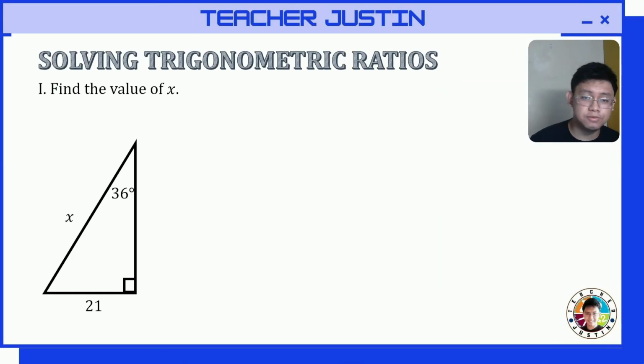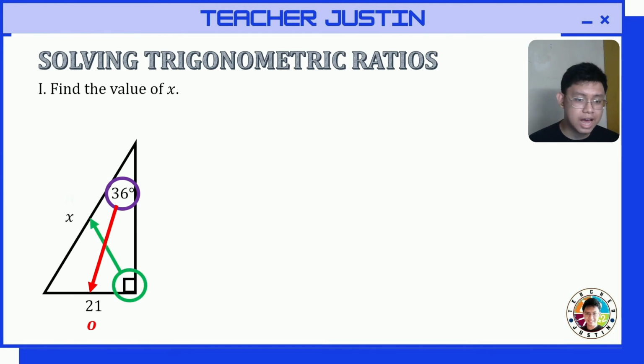Ta-da! Alright. Okay, let's find the value of x of this right triangle using trigonometric ratios. So the first thing that we need to do is identify our angle. So our angle is 36 degrees. Then, let's identify our given side. So, we're given the opposite side and we're looking for the hypotenuse.